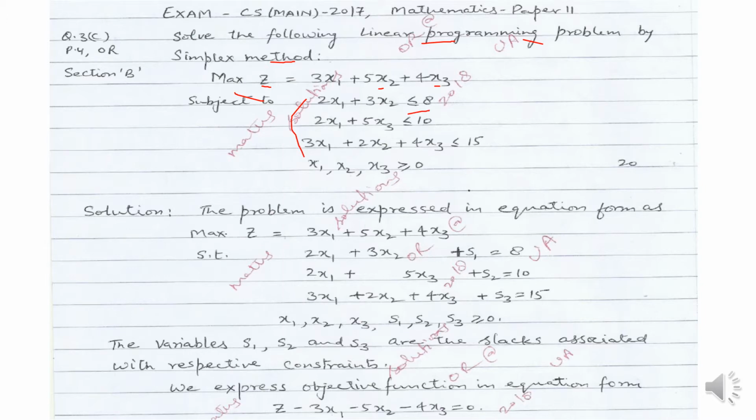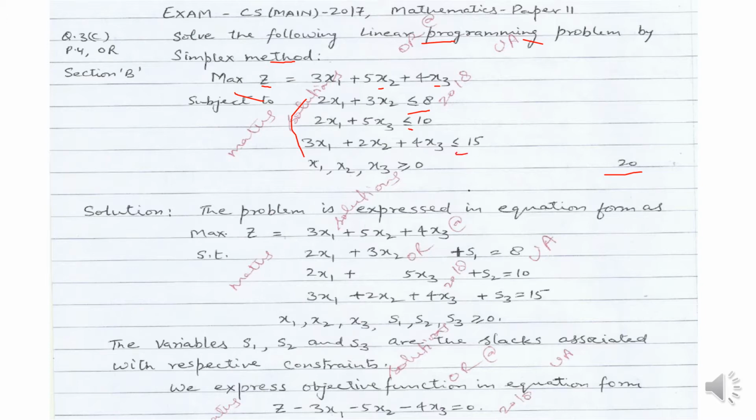2x1 plus 3x2 is less than equal to 8. 2x1 plus 5x3 is less than equal to 10. 3x1 plus 2x2 plus 4x3 is less than equal to 15. x1, x2, x3 are greater than equal to 0. This question is of 20 marks.